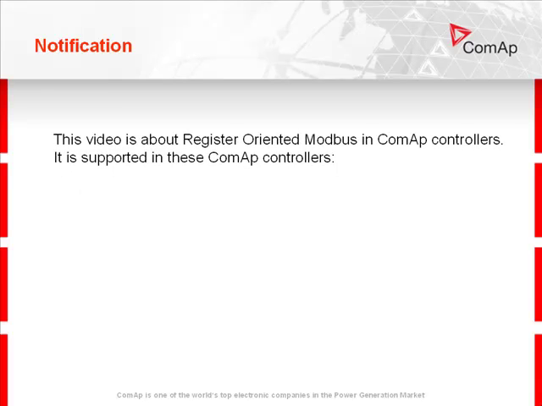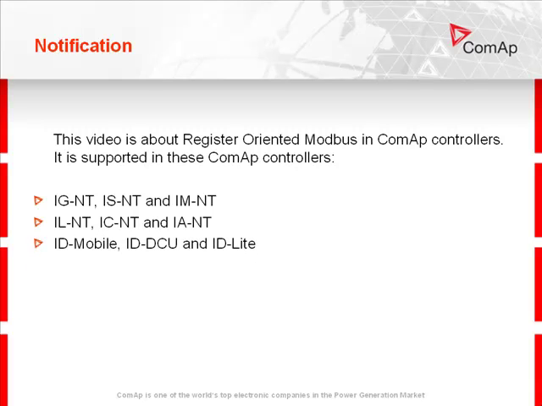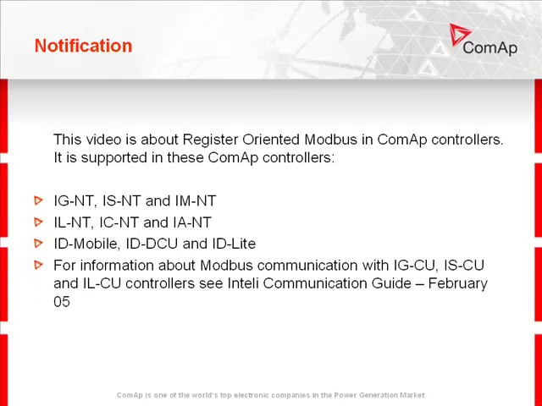This video is about register-oriented Modbus in Comap controls. It is supported in these Comap controls: IGNT, ISNT and IMNT, ILNT, ICNT and IANT, and ID Mobile, ID DCU and ID Lite. For information about Modbus communication with IGCU, ISCU and ILCU controls, see the Telecommunication Guide from February 2005.